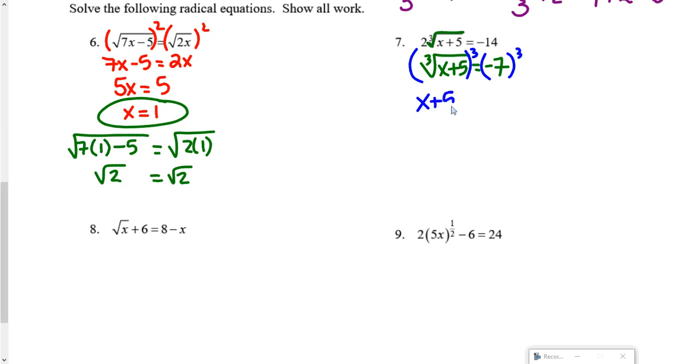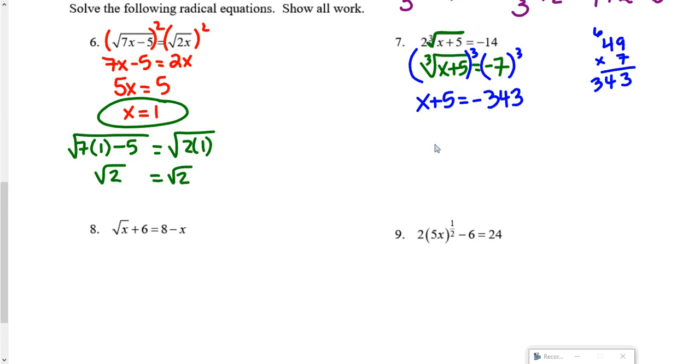So to get rid of my cube root, I'm going to cube both sides. So I have x plus 5. Now I've got a cube -7. A negative times a negative times a negative is a negative. And 7 cubed is 343. If you didn't know that, just do some scratch work over here. 7 times 7 is 49. 49 times 7, that's 63, so that's 28, and 6 is 343.